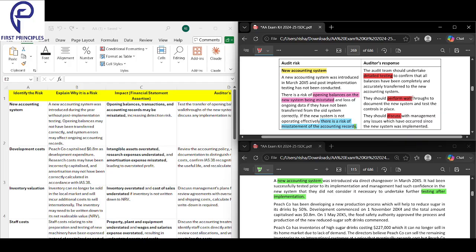Third, you should perform walkthroughs to document the new system and test the controls in place. Perform walkthroughs: get them on a call with you and tell them to explain the system to you.